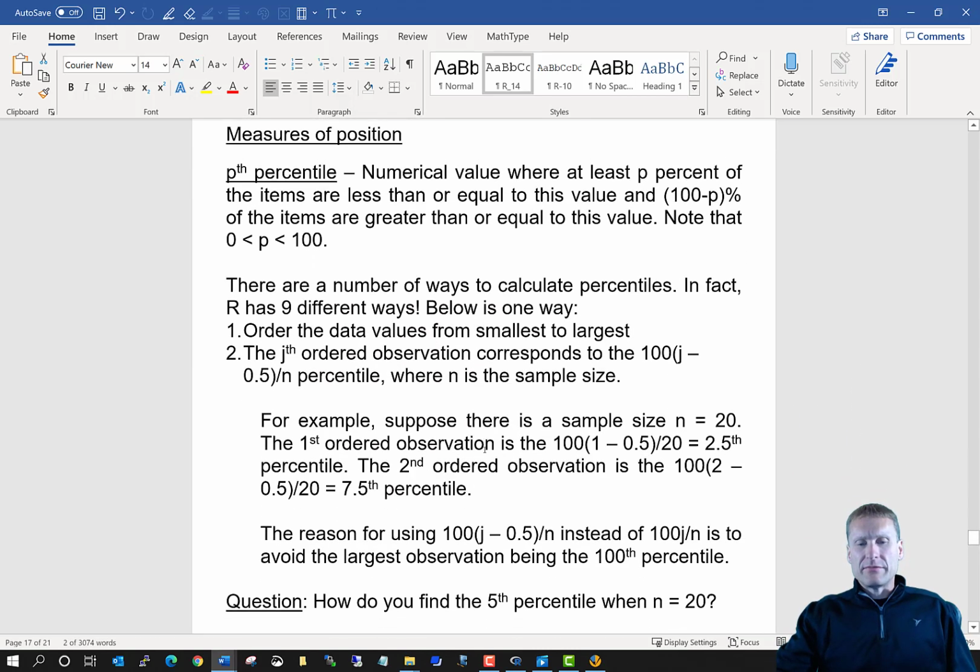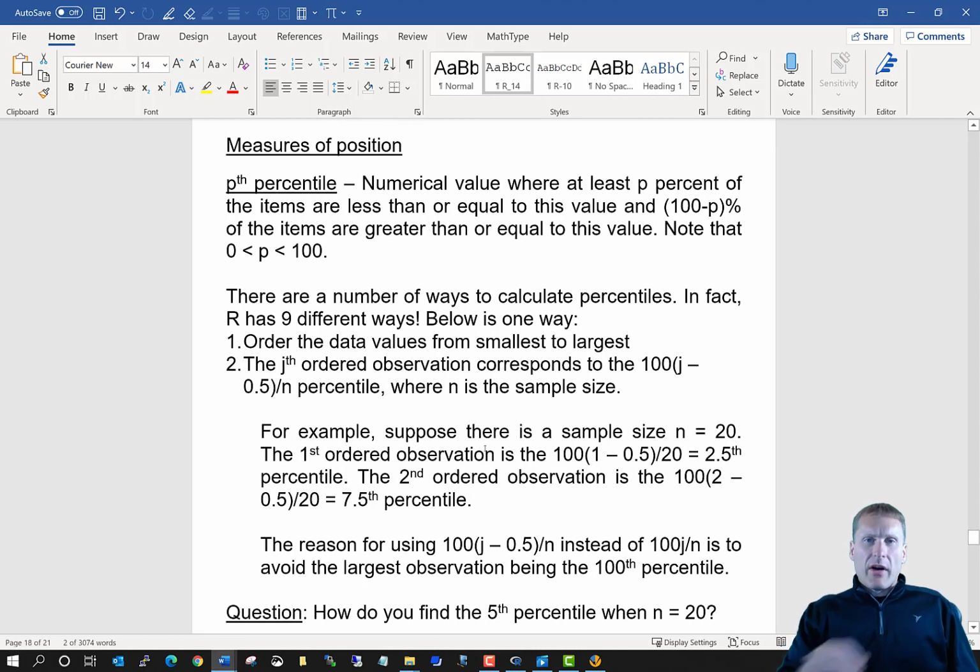Okay, so let's move on. We've talked about the mean, we've talked about measures of variability, the variance, and the standard deviation. I guess we've also talked about the median as well. Now let's also talk about measures of position, like a percentile.